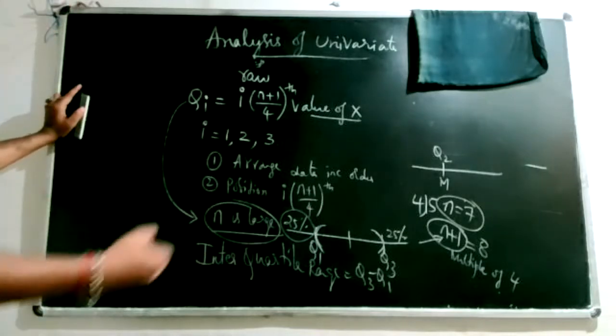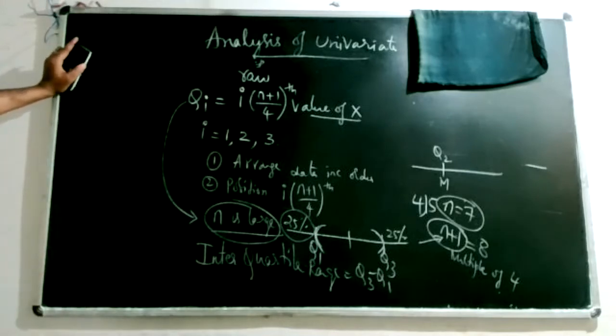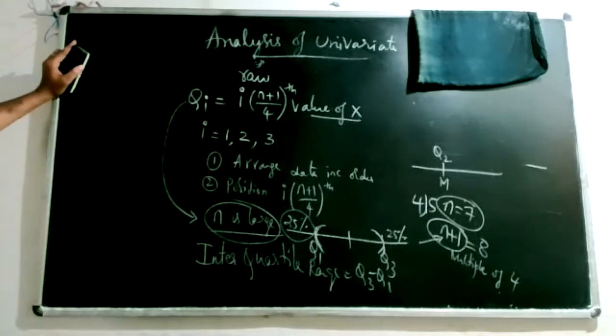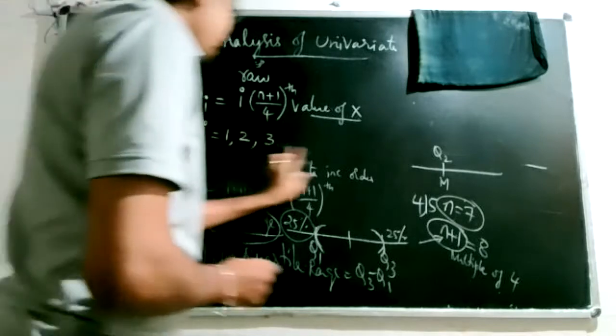Now we look into various other properties like skewness and kurtosis, and one such measure of skewness is also based on quartiles. So quartile is important. It has its own application in measuring various other properties of the data. So this is the formula for raw data.